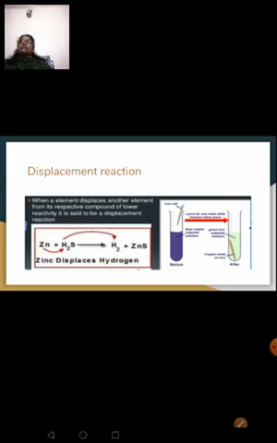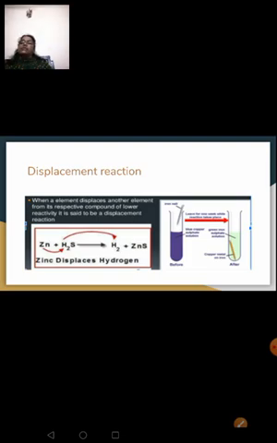An iron nail was dipped inside a copper sulfate solution. So what happens? Copper gets displaced from copper sulfate. So iron is more reactive than copper. So iron displaces copper from copper sulfate, right? That was the activity that was shown in the first video.